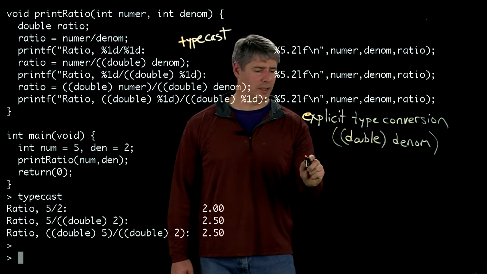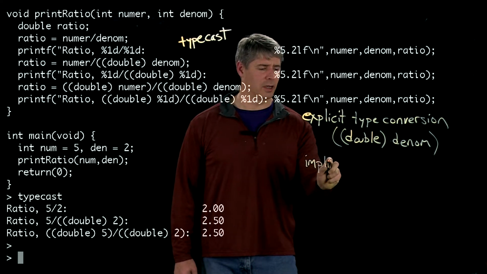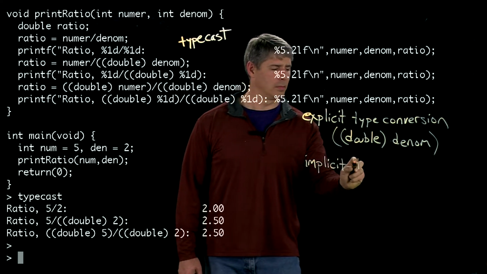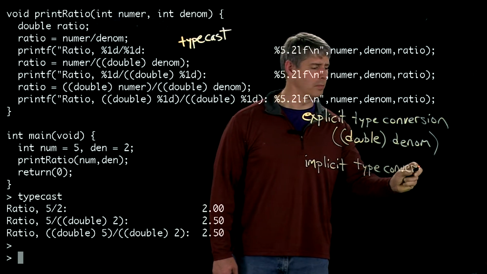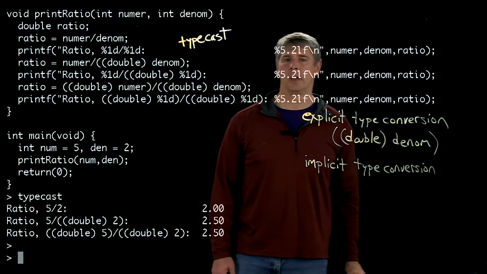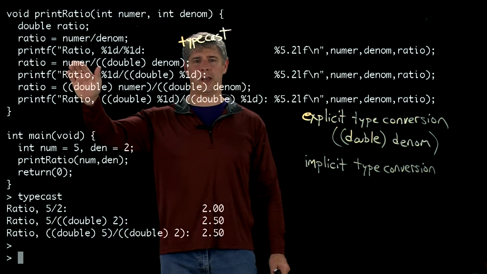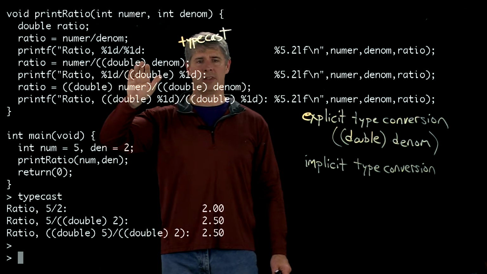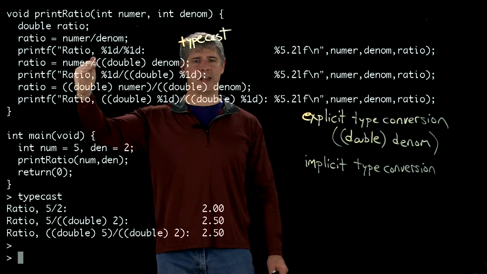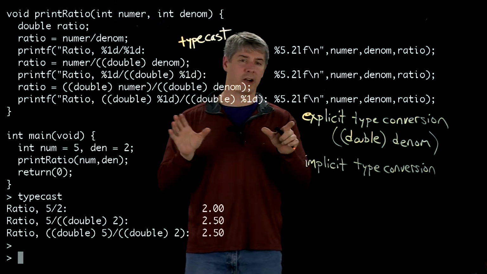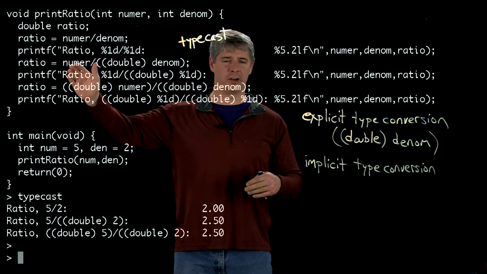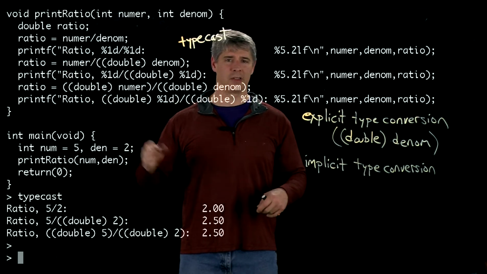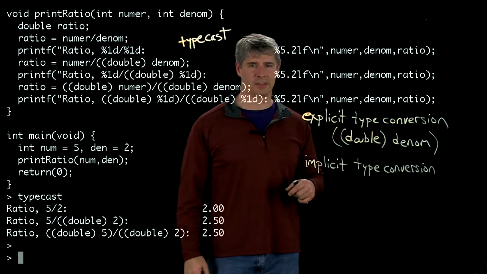We also have implicit type conversion going on. And that's happening over here, where we're dividing the integer numerator by the double denominator. This divide sign wants arguments of the same type on each side. So it's automatically changing the numerator here to be of type double. So that's what's happening there. There's an implicit type conversion.